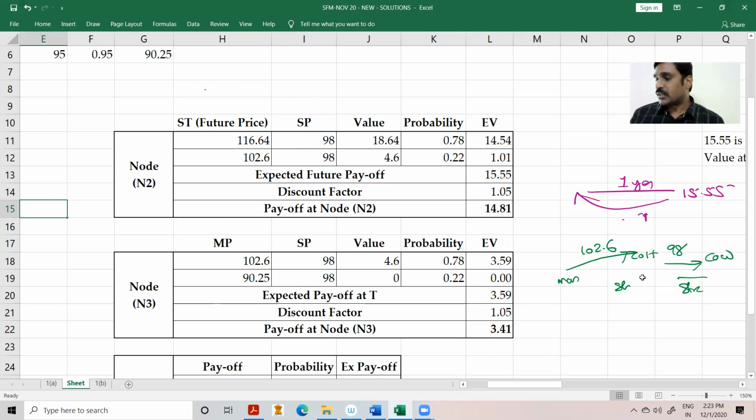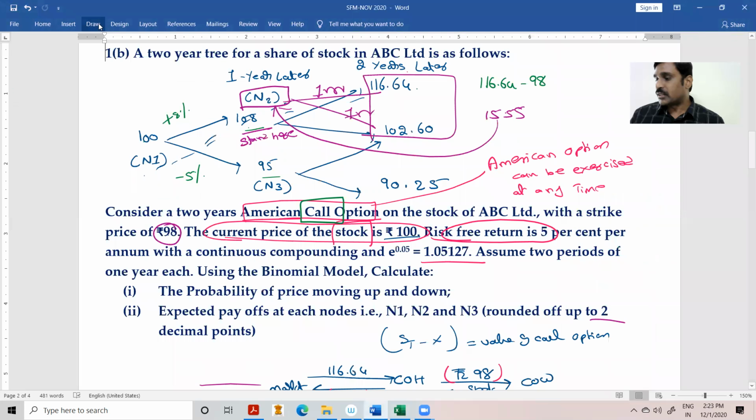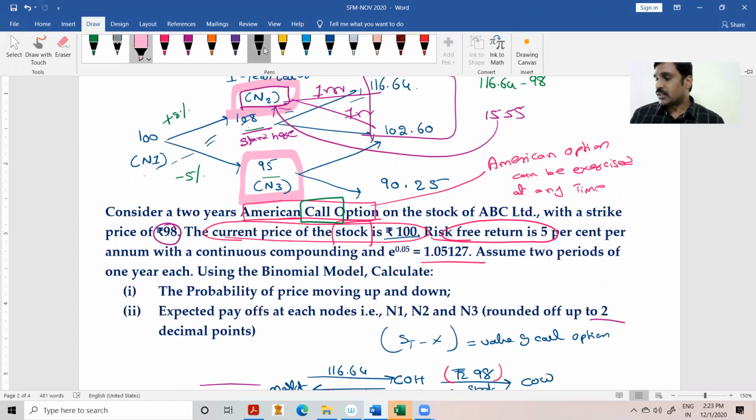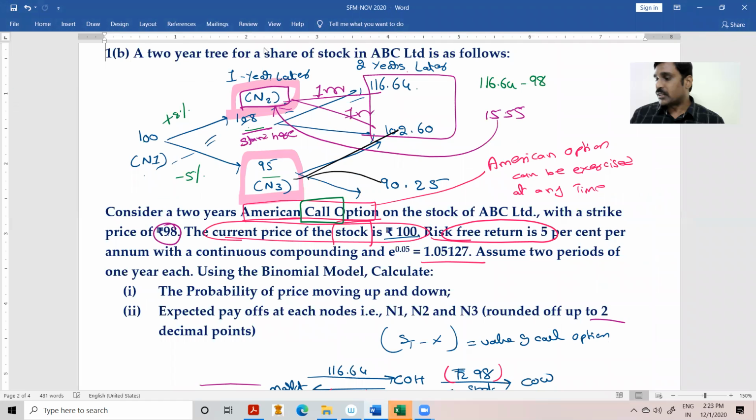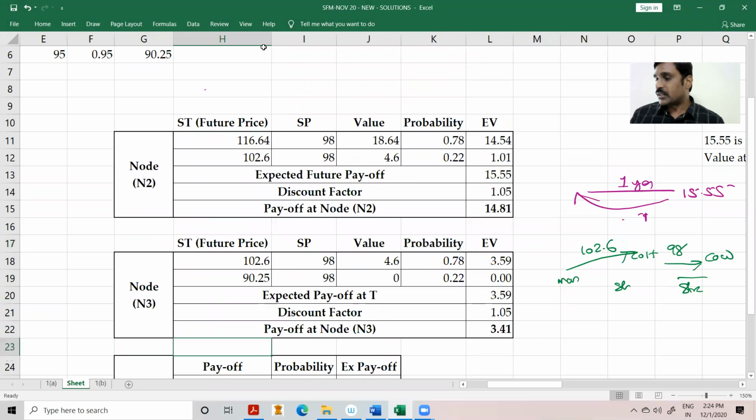Node 3. If you stand at N3, what is the future price? The future may be 102.6 or 90.25. Boss, I am standing here at N3. What is my future? If I stand here and look ahead, my future will be either this or this, 102.6 or 90.25.